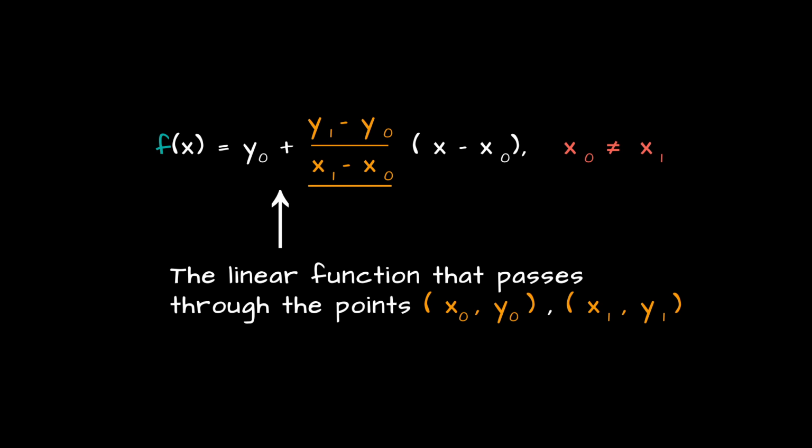It's also important for us to note that x0 and x1 cannot be equal to one another here, because if they are, we would be dividing by 0 when we compute the slope. Make sure you understand, by the way, exactly why x0 and x1 cannot be equal to one another from a geometric point of view.